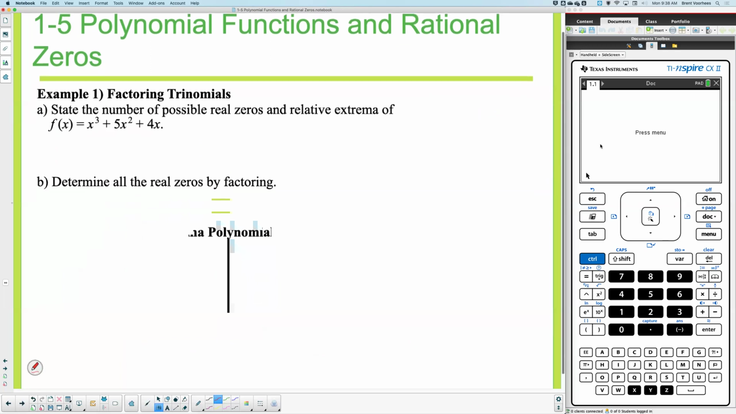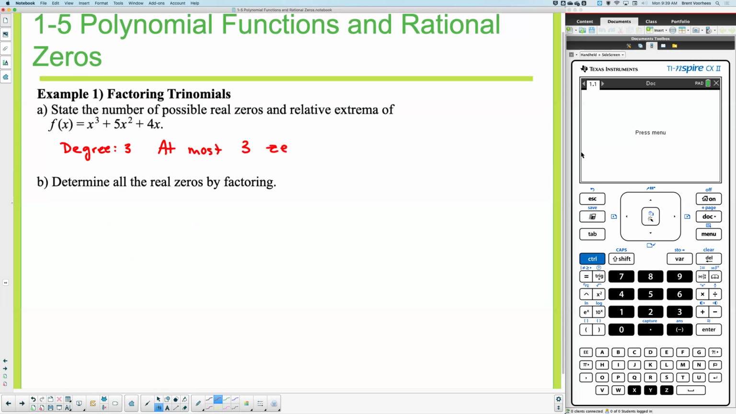Example 1. On example 1, what is our degree? Okay, since our degree is 3, we're going to say at most 3 zeros and factors. I'm going to write zeros and factors until we get down the terminology. Now, however many we have, it'll be the same number of zeros and the same number of factors when we write them out.